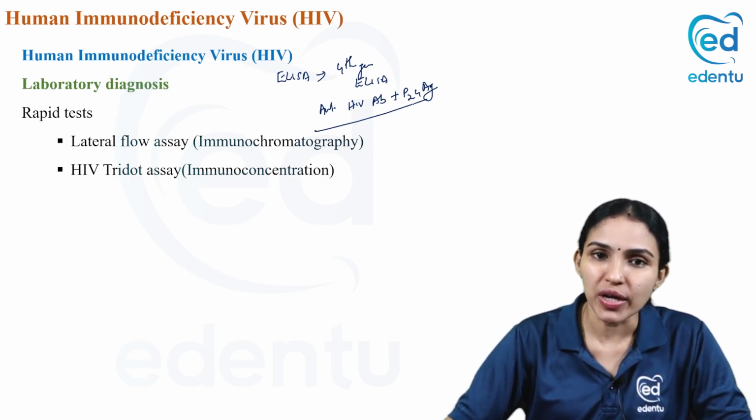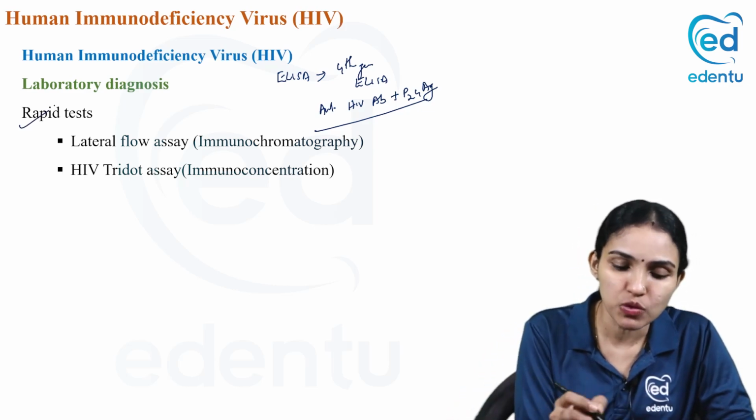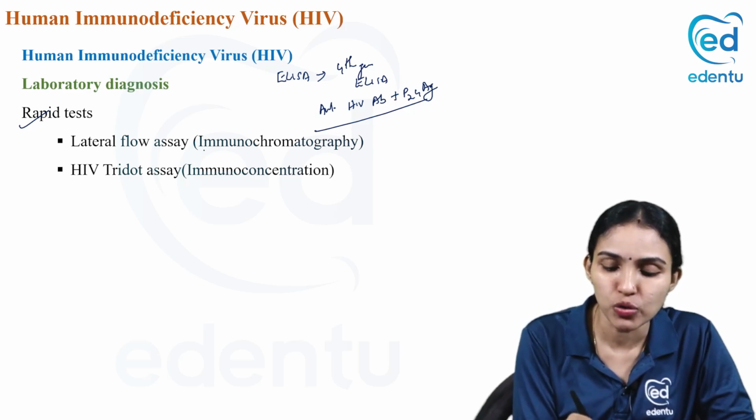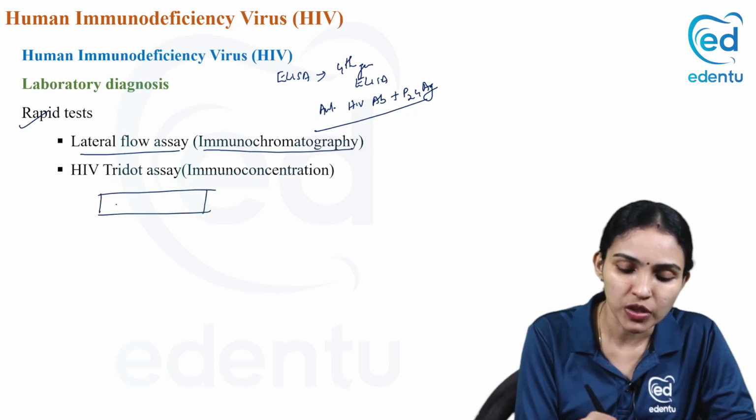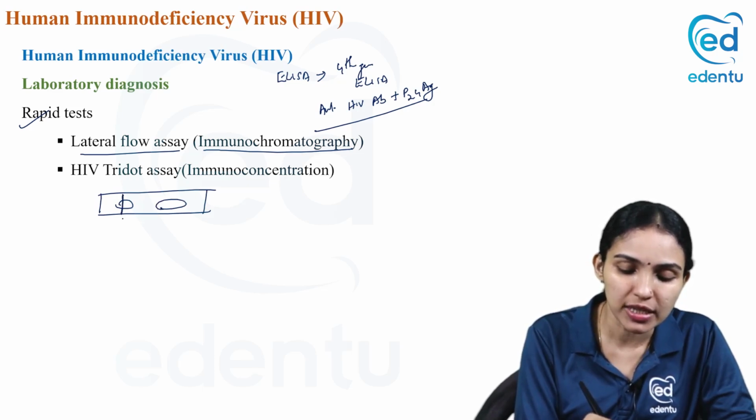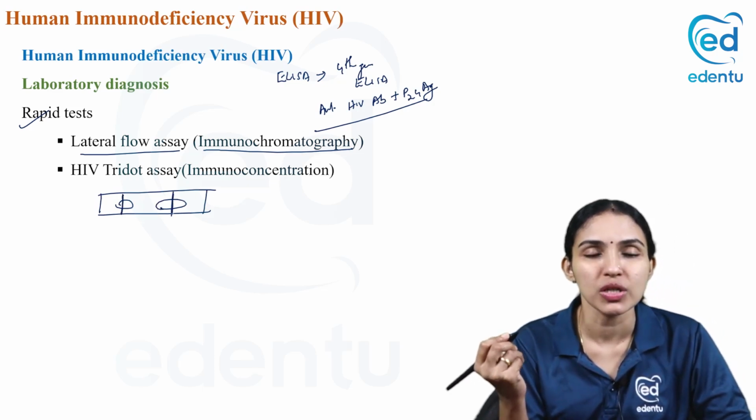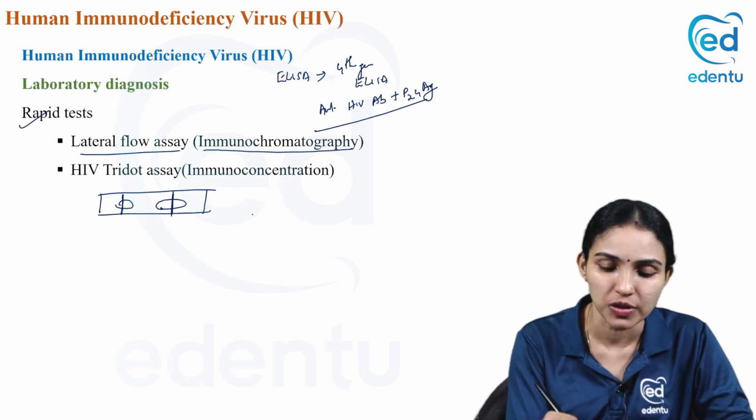So that is the advantage of the 4th generation ELISA test. Then you have the rapid test for screening, which is based on immunochromatography. You call it a lateral flow assay, where you have a card, a control line, and a test line. If you get the control line and test line positive, you consider it as positive. So that is a rapid card test, immunochromatography.